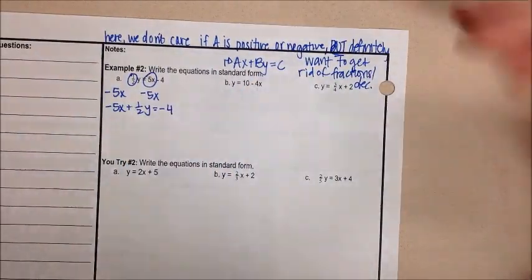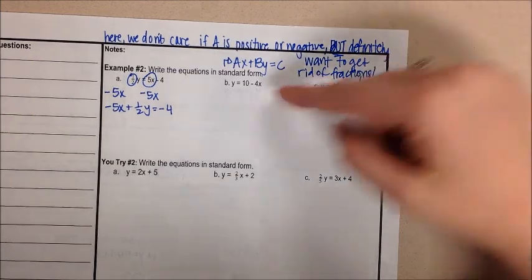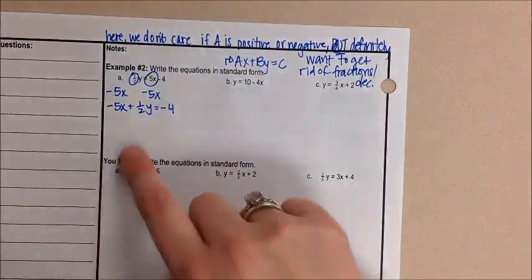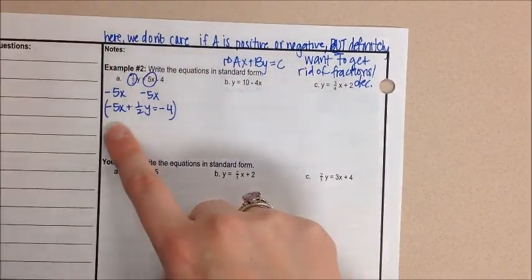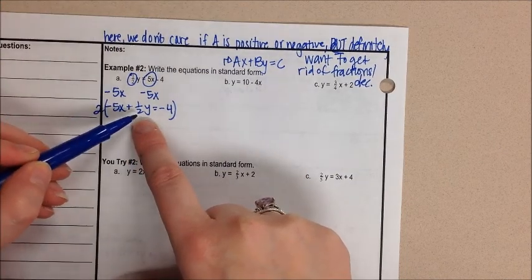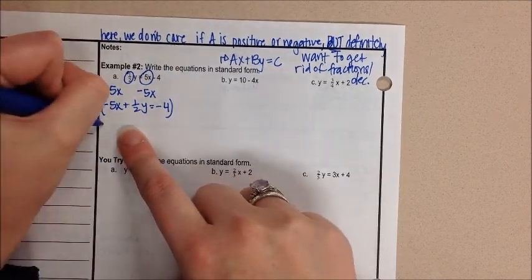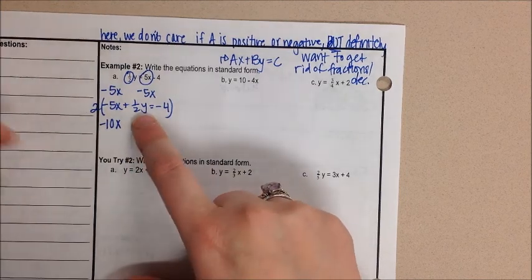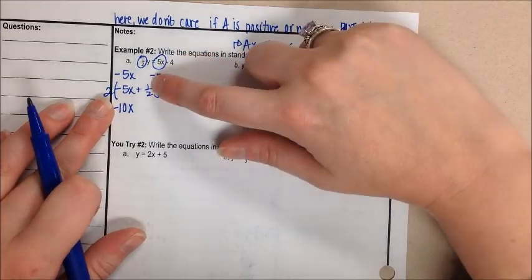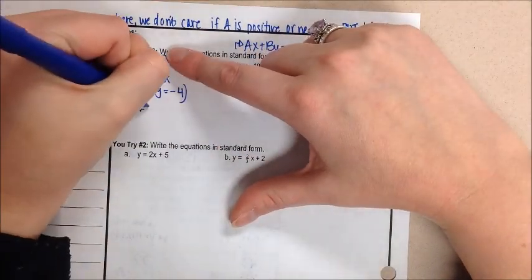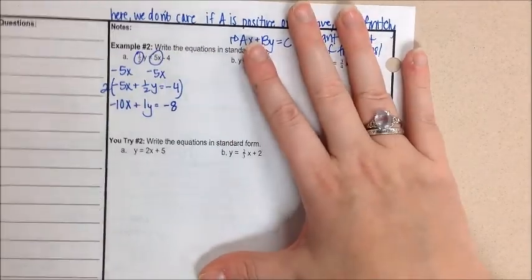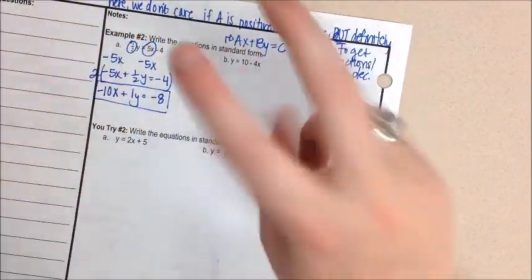Okay. And again, you are welcome to put it into full standard form where A is positive, but you don't have to. And then I need to get rid of this fraction, so I need to multiply by the denominator, which is 2. So 2 times negative 5x is negative 10x. 2 times 1/2, remember the whole point of multiplying by that is so that it leaves the numerator. So then I just have 1y, and then 2 times negative 4 is negative 8. So that would be your standard form, okay?